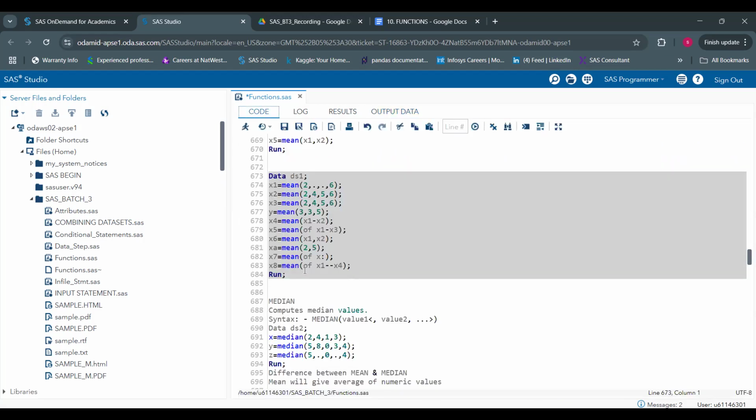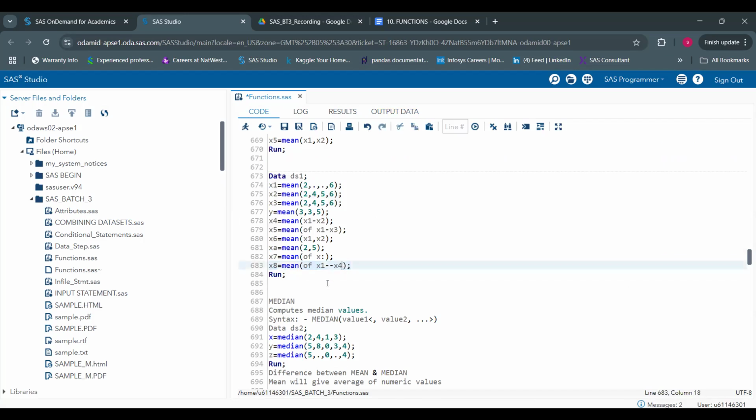And tell me, what is x8 here? You saw x1 hyphen x4. We have a double hyphen here.